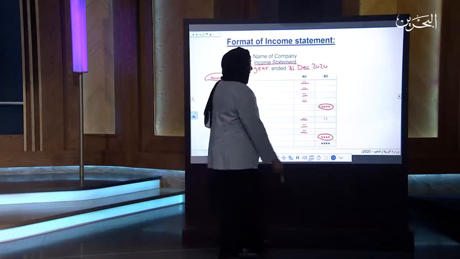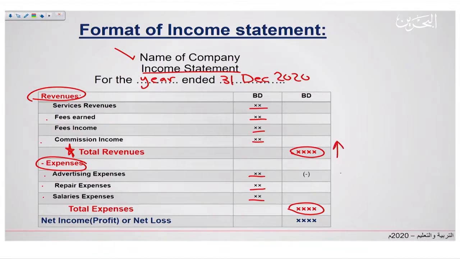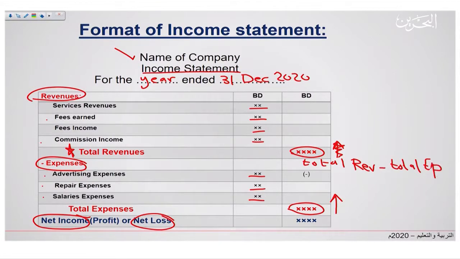Then we will take a look. If the total revenues are higher than the total expenses, then we are making net income. And if we are losing money, like the total expenses are higher than the total revenues, then we are making a net loss, which means that we are losing money in our company. Then to find out the amount of losing or gaining, we have to subtract the total revenue minus the total expense. Like this, we will find out this amount.